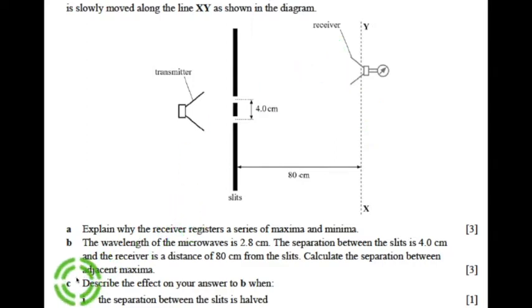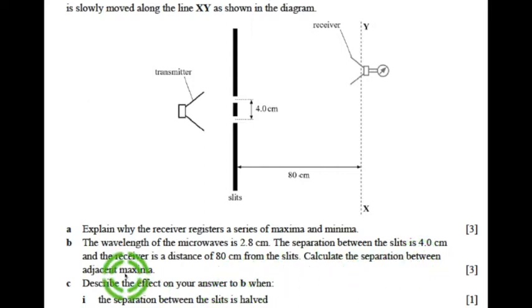B, the wavelength of the microwaves is 2.8 centimeters. The separation between the slits is 4 centimeters, and the receiver is at a distance of 80 centimeters from the slits. Calculate the separation between adjacent maxima. Straight away, we know we're going to have to use the equation that we just learned: lambda equals ax over d. Also, we notice that the units here are all consistent. As long as all our units are consistent, then we don't need to change them into meters. The answer is just going to be in centimeters.